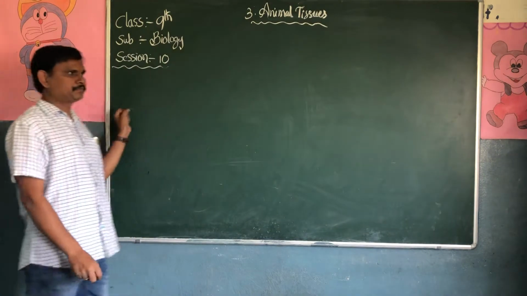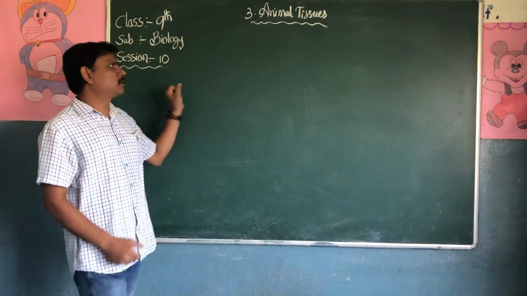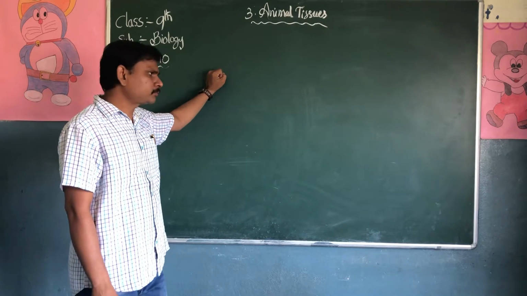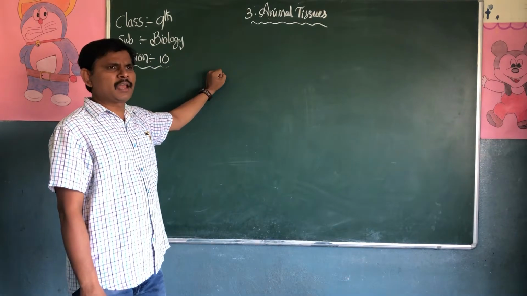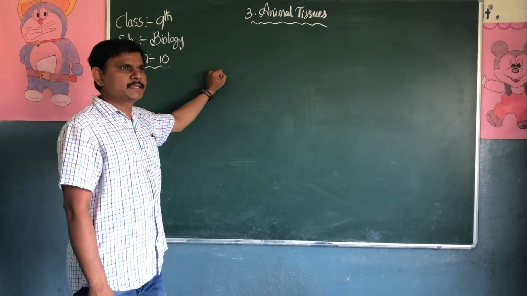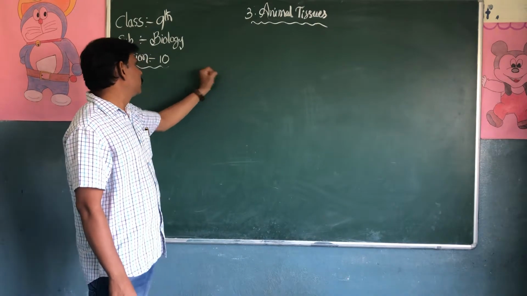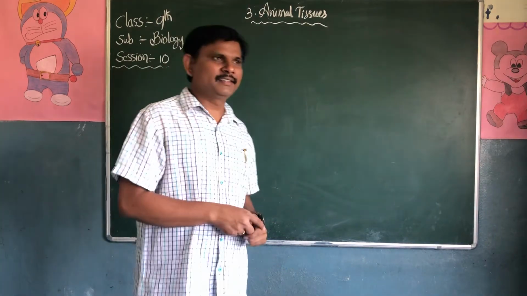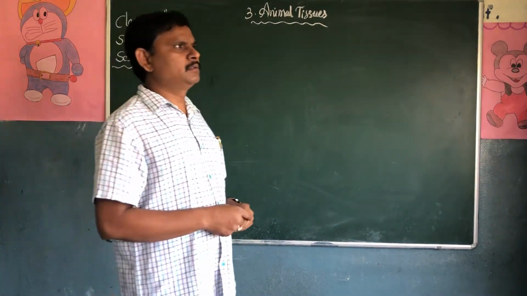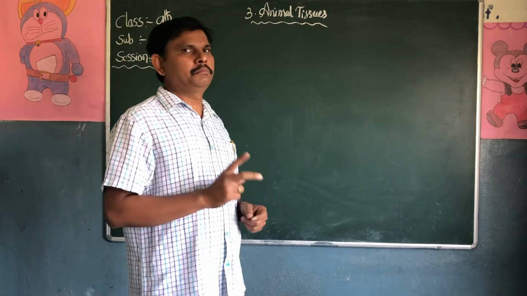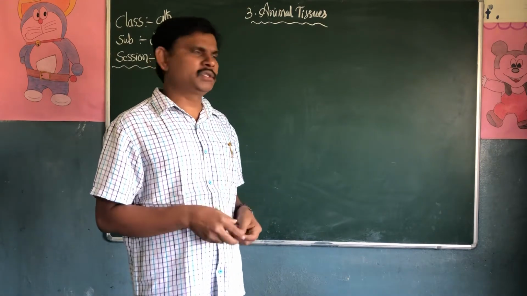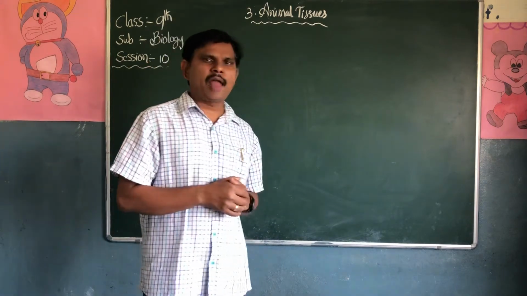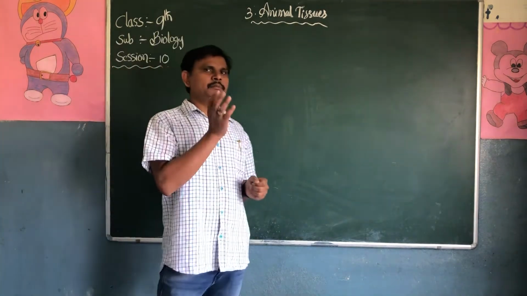Hi students, we are discussing the third unit, animal tissues. In the last class, we discussed the chicken cell, blood cell, and bone cell. And I said there are four types of animal tissues, like plant tissues.